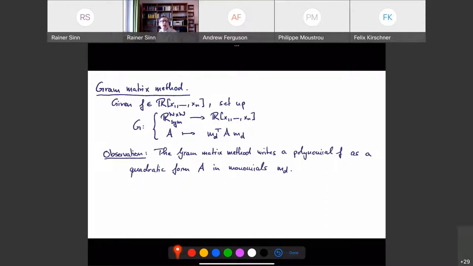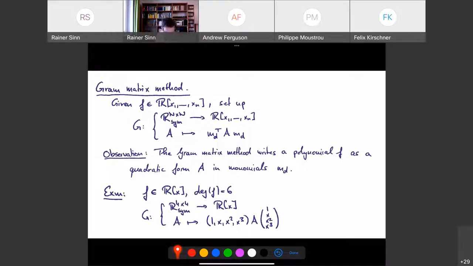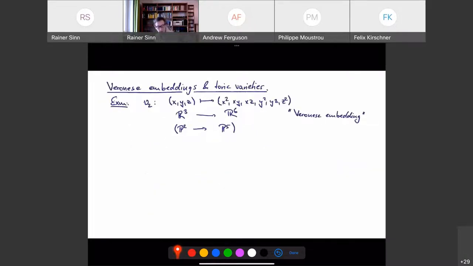Okay, and then as I said, I want to read this as writing this polynomial as a quadratic form in monomials. And I can take, of course, monomials from a different set, like the support constraint. I don't need to take all monomials up to a certain degree in my given number of variables, but I can put any constraint I want on the set of monomials. So for example, all monomials up to a certain degree, from the point of view of projective geometry or algebraic geometry, gets the word Veronese embedding associated to it.